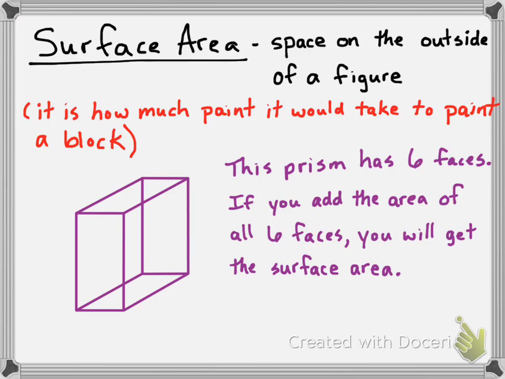Other figures though aren't so easy, so we're going to explore some things and see if we can come up with some formulas. But if you forget how to use the formula or don't know what the formula is, you can always just come back to this. Surface area is just the space on the outside of the figure, so find the area of all the faces and add them together.